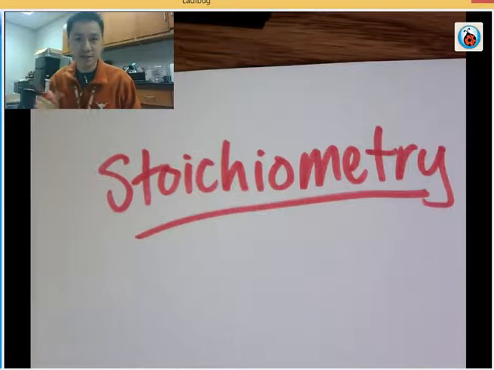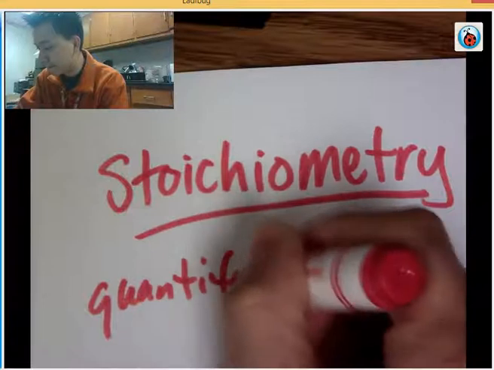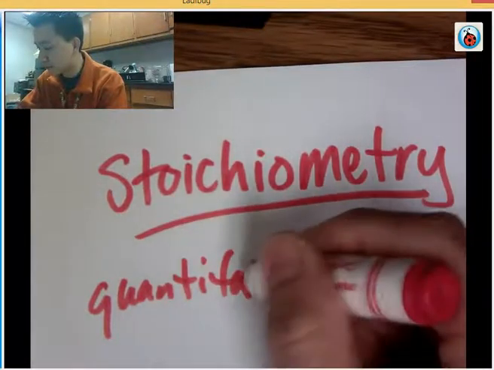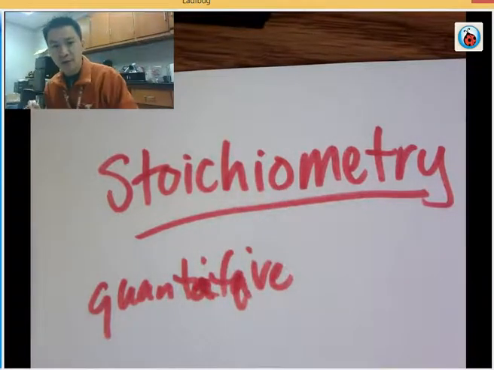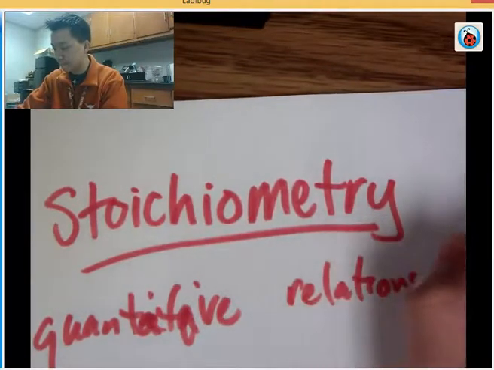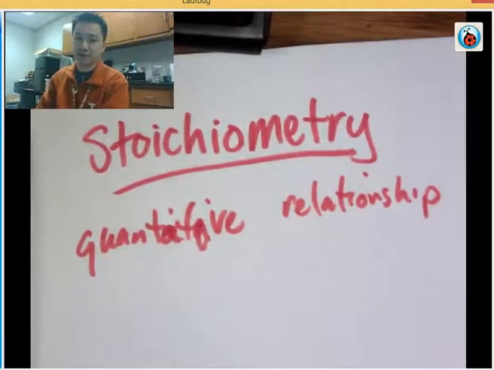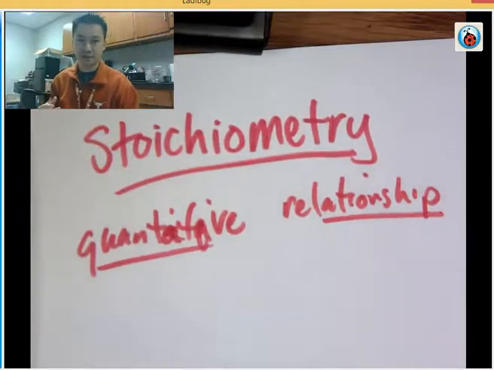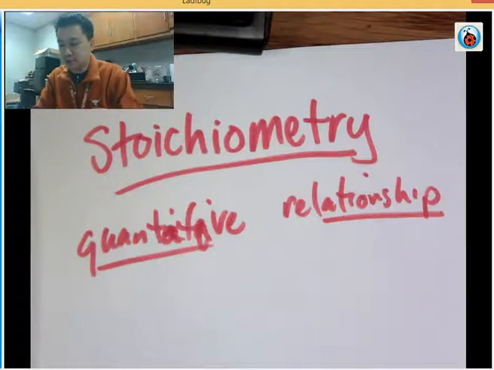Remember, stoichiometry is what? It's the quantitative comparison or relationship between two different things in a chemical reaction, okay? The quantitative relationship between two different things. It could be product with a reactant, reactant with a product, product to a product, reactant to a reactant. So we're comparing the relationship between two different things.